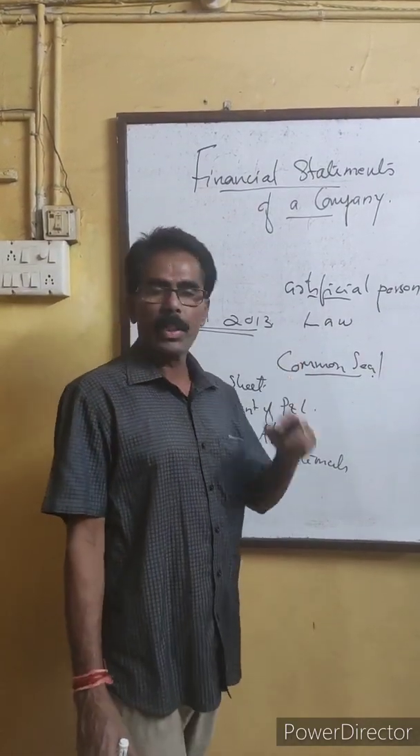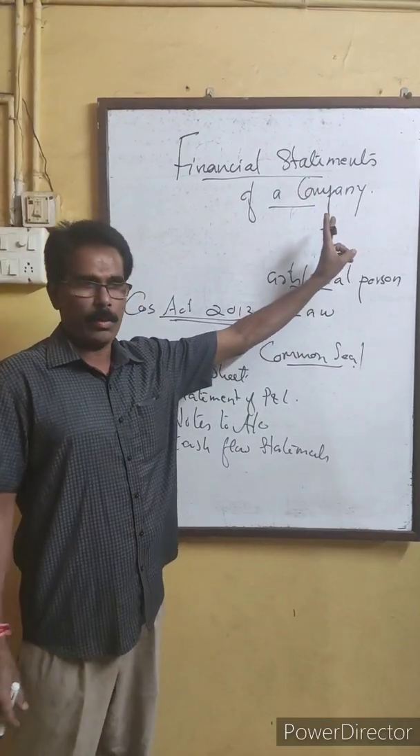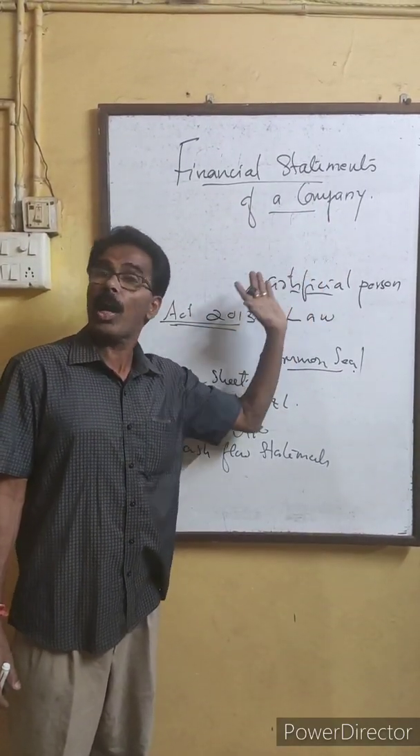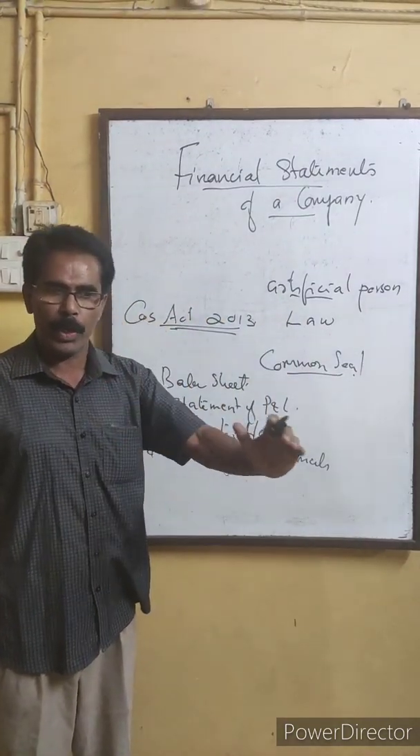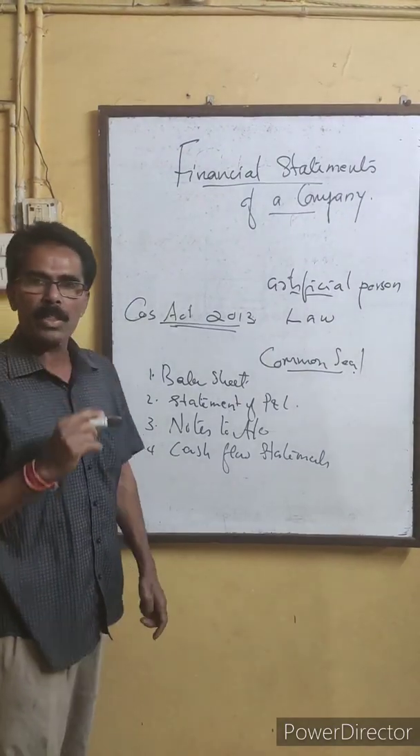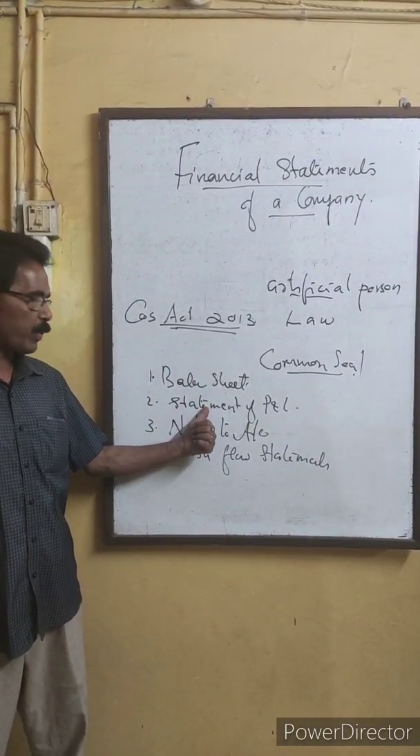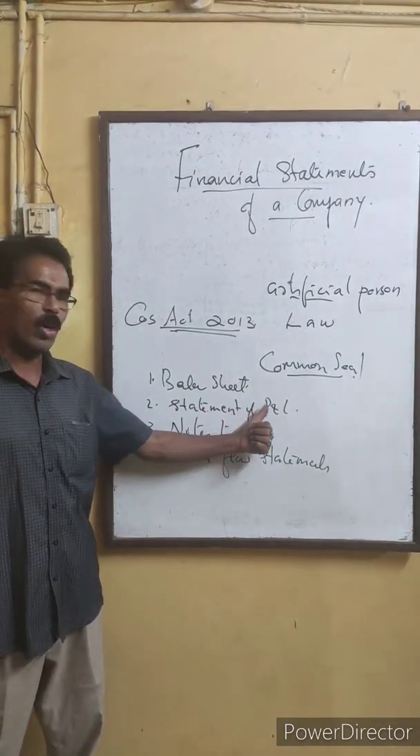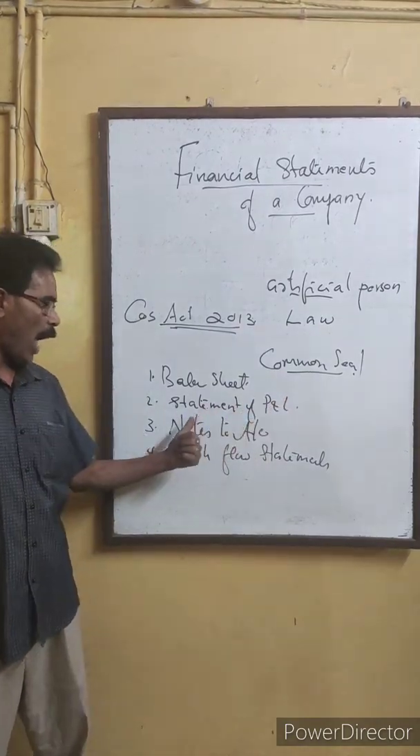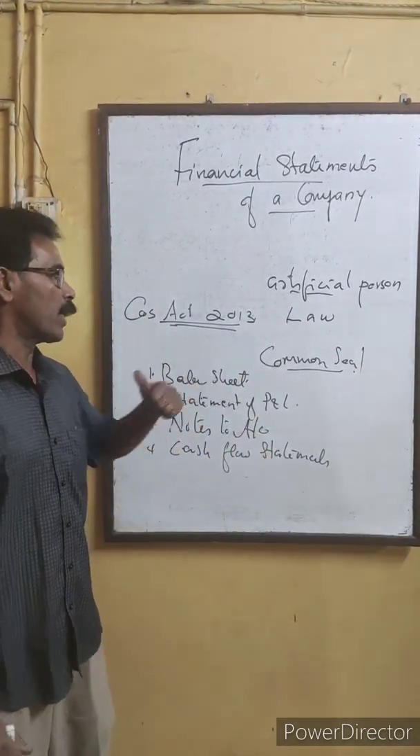But you have studied in 11th about the financial statement of a sole trader. In that case, it was trading account, profit and loss account and balance sheet. That you know very well, that you already completed. But here it is different. It includes balance sheet, second one statement of profit and loss account, and it is called statement of profit and loss account and notes to account and cash flow. I am going to explain one by one in detail.